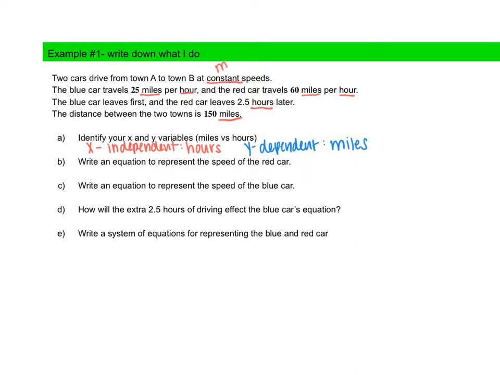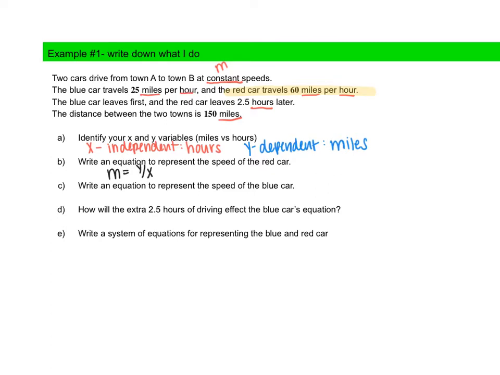Okay? So now I'm going to do part B. It says write an equation for the speed of the red car. So the red car travels 60 miles an hour. I'm using these variables y and x. So y is my miles. So y is going to be 60 miles in 1 hour. What I want to do here is just write down the rate of this car. Remember that the rate, or m, is y divided by x.